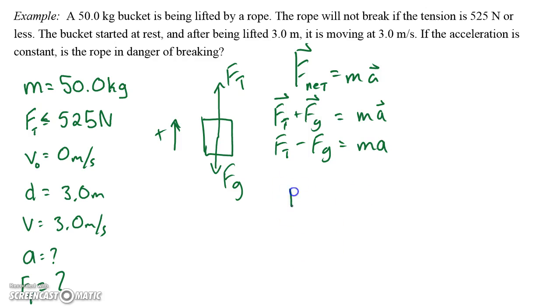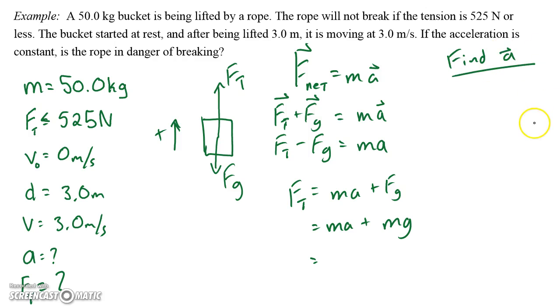Now if I get Ft on its own, I would get ma plus Fg, which is equal to ma plus mg. Now, if I had the acceleration, I'd be able to just solve this and get my number, but I don't have the acceleration, so I have to solve for it right now.